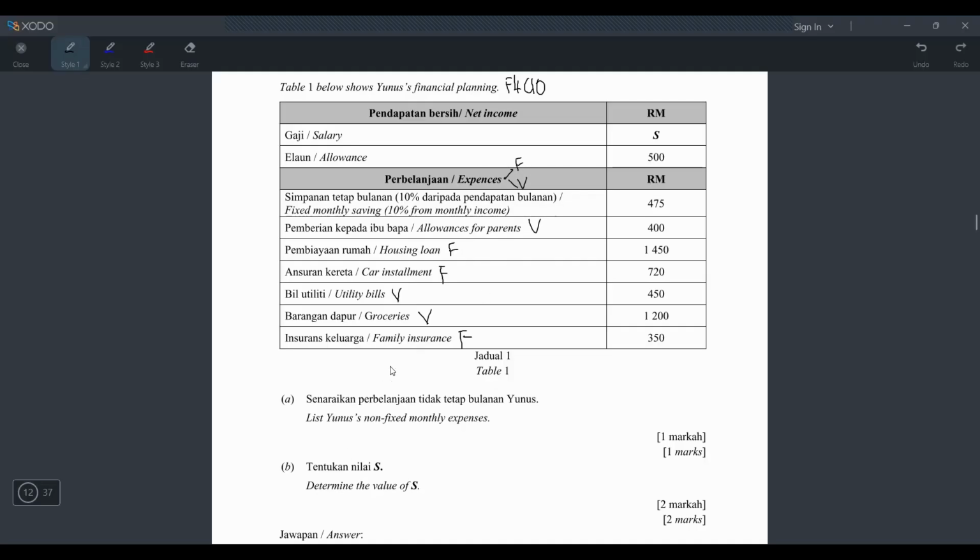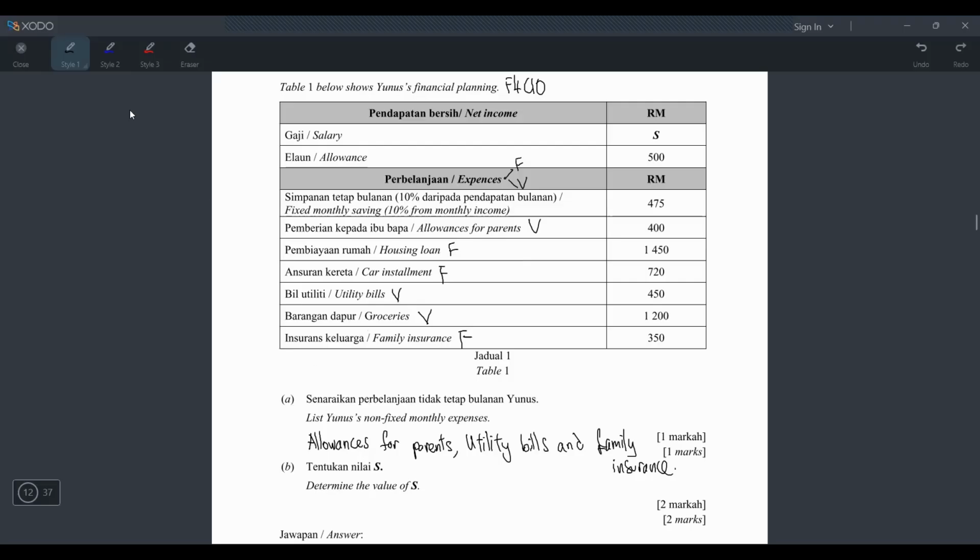Okay, now they want you to list, so you don't have to add anything. Just list only. So what is the non-fixed monthly expenses? We have allowance for parents. Okay, let's follow the spelling. Allowances for parents. And then what else? Utility bills. Okay, utility bills also not fixed. And the last one, family insurance. Okay, so only 1 mark.